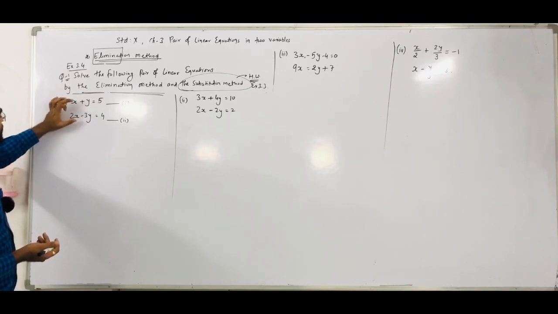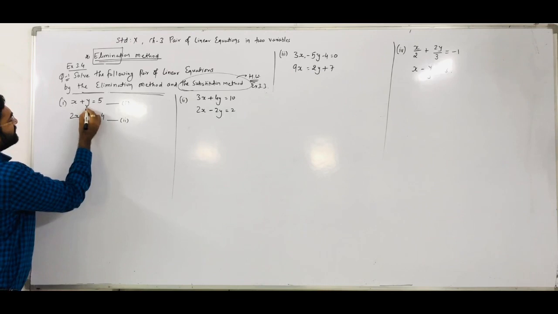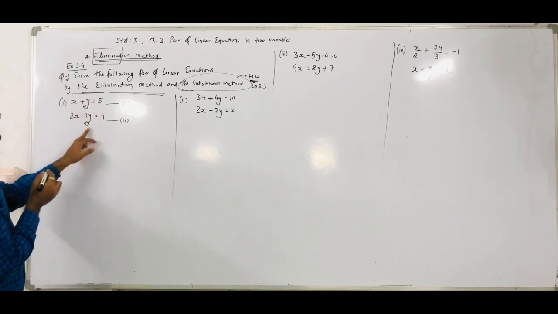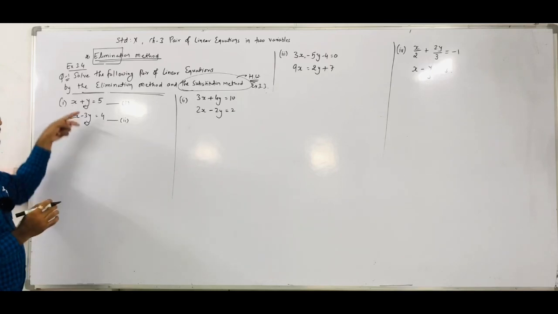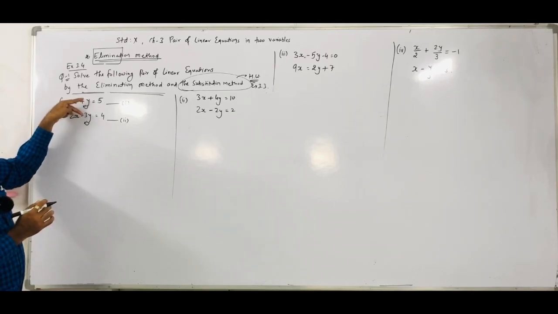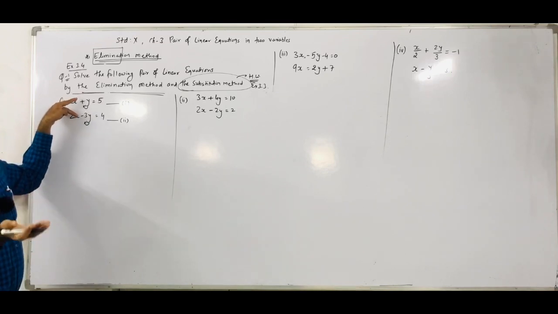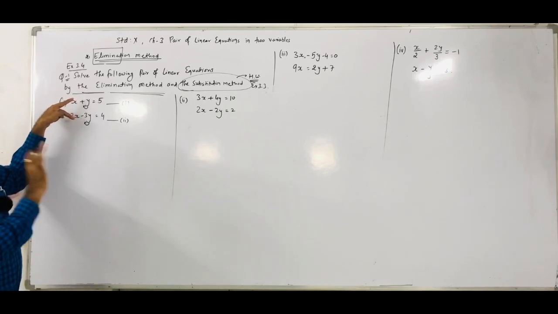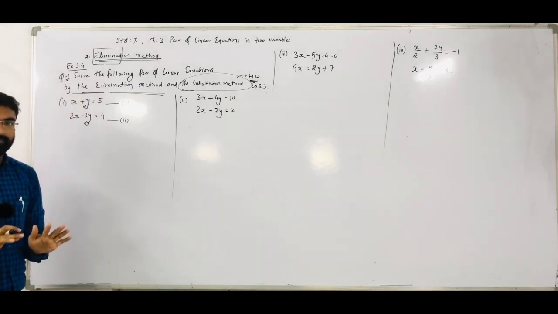Suppose I take the y term. The y term's coefficient we have to make the same. So here is 3y, and we require 3 in the first equation too, so the two terms become 3y, the same term. Its signs may be equal or different, it does not matter. We just have to make the coefficient of any one of the variables the same.